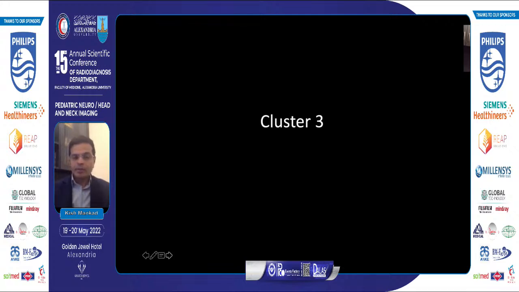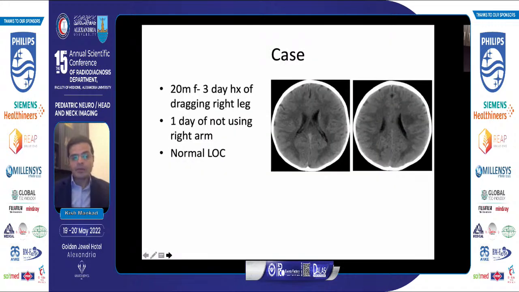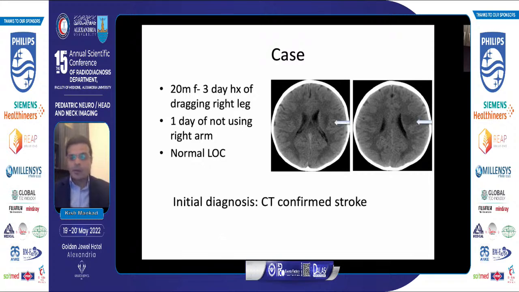Having talked about multiple sclerosis and MOG, we look into the next case, which is of a 20-month-old, this time even younger. And this child presented with a history of dragging the right leg. And you can see why, because they have a lesion on the left side. Based on the CT scan, the child was given a diagnosis of stroke. Now, what is wrong in calling the stroke? Let's look at it. Let's let you think about it as well.